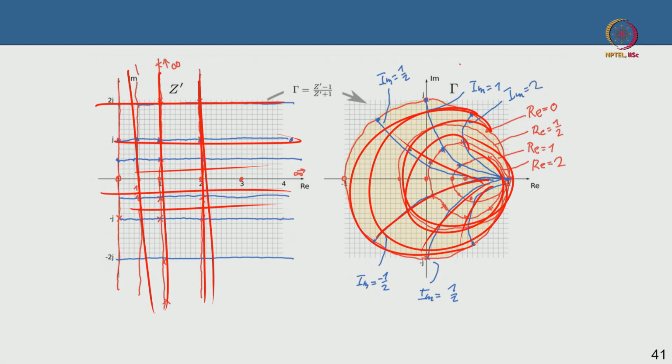In the next class we are going to talk more about the Smith chart in terms of the capacitive and the inductive half circles, and maybe we will talk about transmission lines, the Smith chart, and impedance matching.